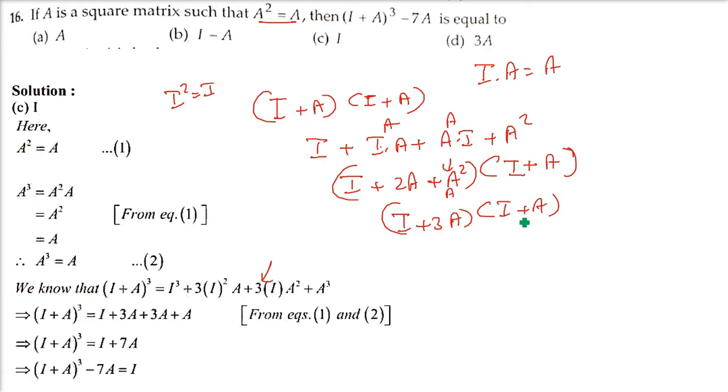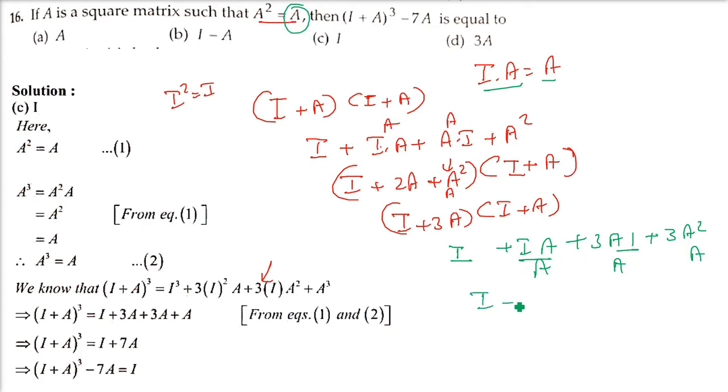I into I is I squared. I already told you it is I. Then I into A. Then we have 3 into A into I. Then we have 3A into A, 3A squared. So I squared was I. I into A will always be A. This is A. This A into I will be A. And A squared is A. This is A. So it will be 3A.